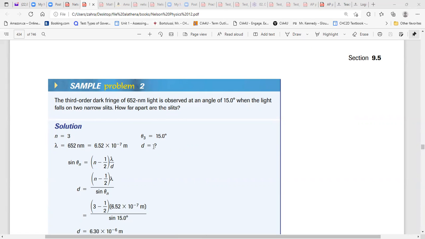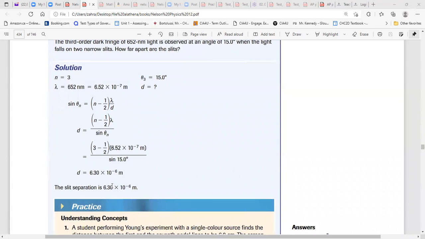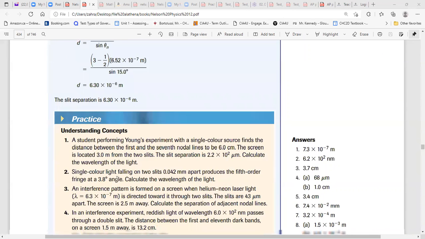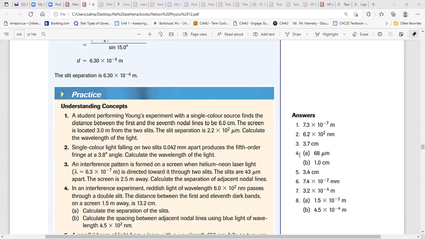We're looking for d. That's for destructive because it's a dark fringe. n we know is 3. Lambda is given. The d you want to find, theta is given. So just rearrange it for d. You find d to be this. You can practice numbers 1, 2, and 3.